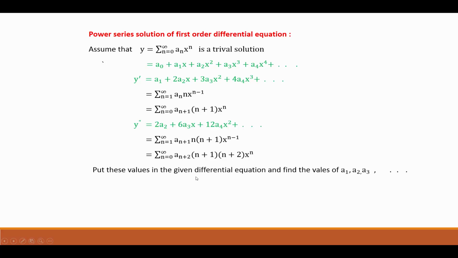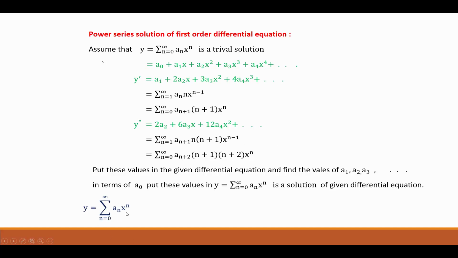Put these values of y, y dash, y double dash in the given differential equation and find the values of a1, a2, a3 in terms of a0. Find the values of a1, a2, a3 in terms of a0 and put these values in y. Y is a trial solution, so y equal to sigma a_n x^n is a solution of the given differential equation.